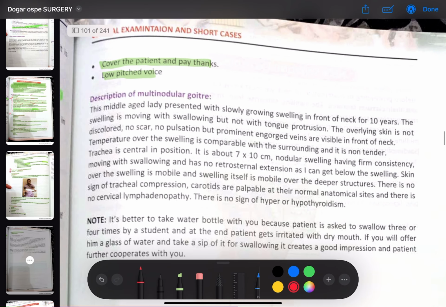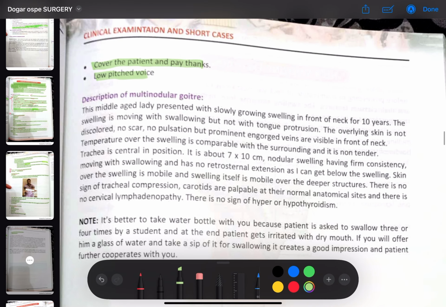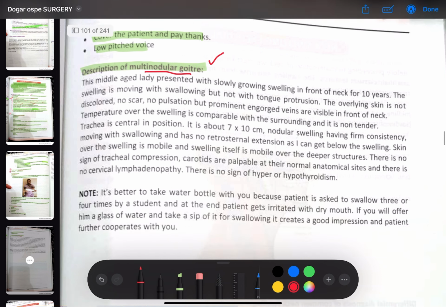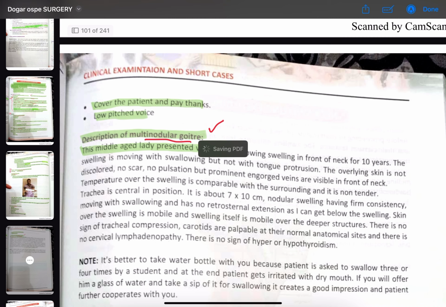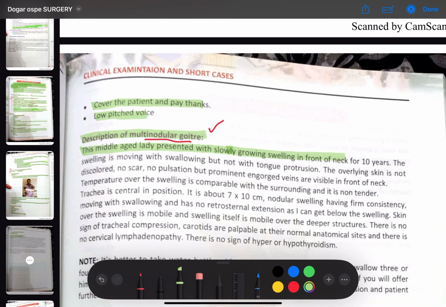Now, how will you present the case of the thyroid, that is, the description of multinodular goiter. Multinodular goiter is an important and common case in surgery, so you will give the description as follows. This middle-aged lady presented with a slowly growing swelling in the front of the neck for 10 years. The swelling moves with swallowing but not with tongue protrusion. The overlying skin is not discolored, there is no scar, no pulsation, but prominent engorged veins are visible in front of the neck. Temperature over the swelling is comparable with the surrounding and it is non-tender.